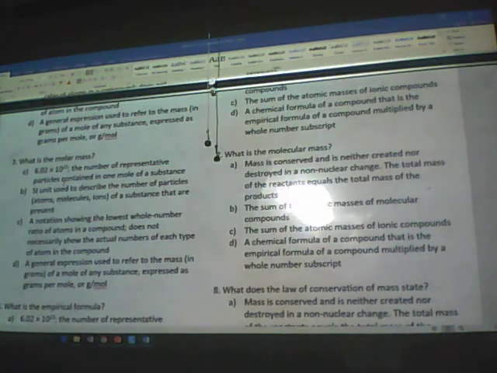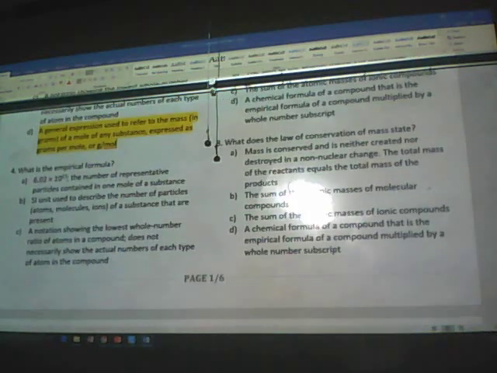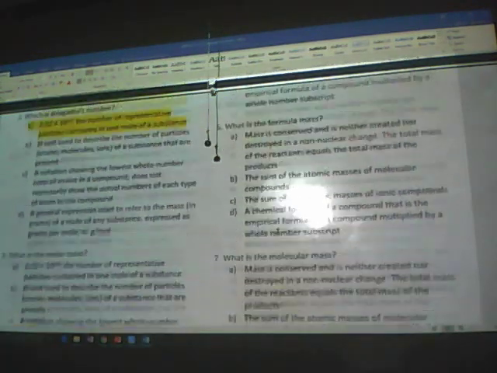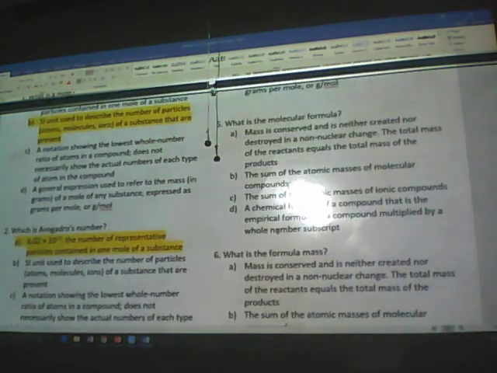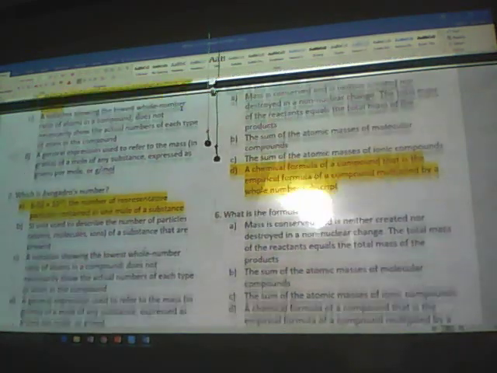3, what is the molar mass? A general expression used to refer to the mass of any substance, okay? And what is the empirical formula? A notation showing the lowest whole number ratio of atoms in a compound. 5, what is the molecular formula? A chemical formula of a compound that is the empirical formula of a compound multiplied by a whole number subscript. For instance, CH2 would be the empirical formula of C2H4.